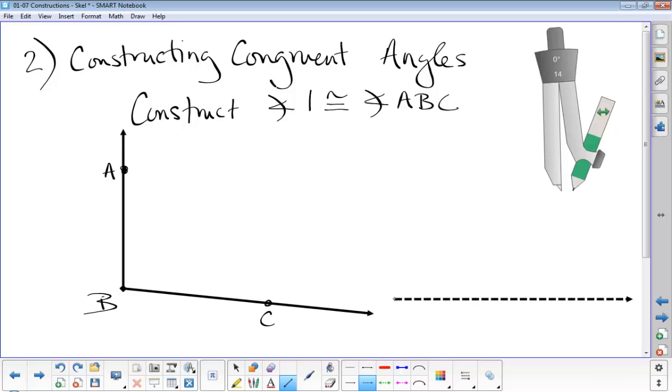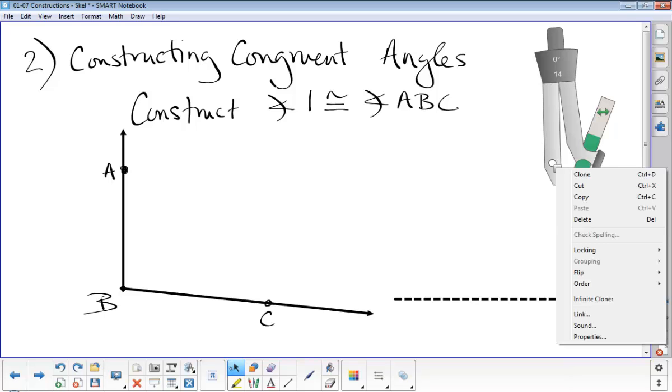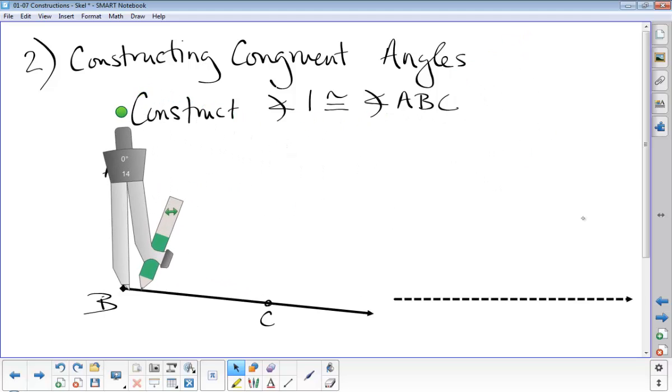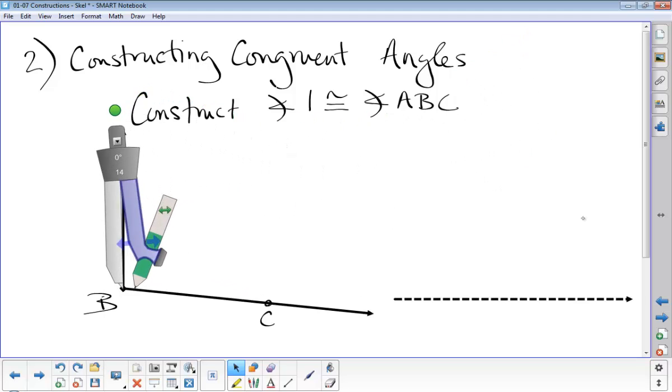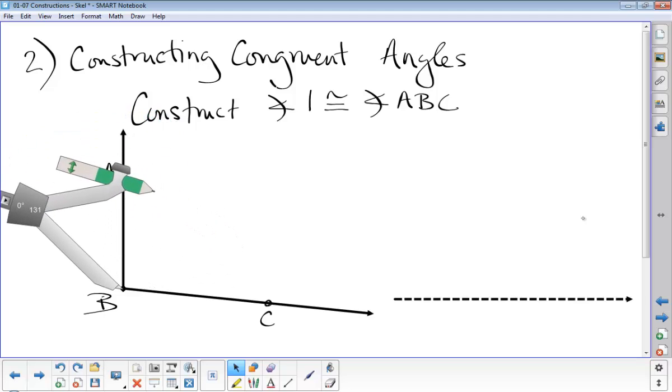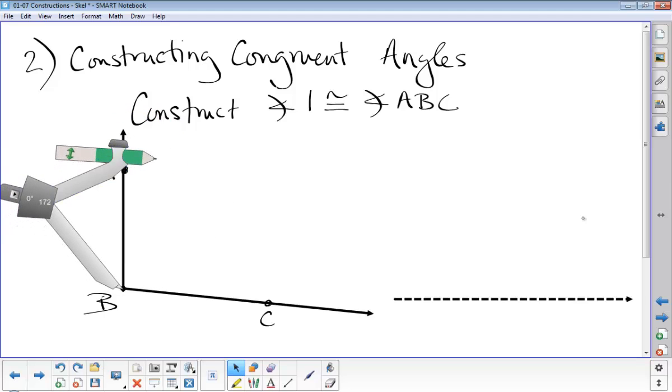Remember, you need to use your straight edge on all these constructions. We're never measuring. The only thing we measure with is our compass. So let's bring our compass over. We're going to put the sharp point on the vertex of our given angle. We're going to open up our compass, and frankly, the further you open up the compass, the more accurate your diagram is going to be.